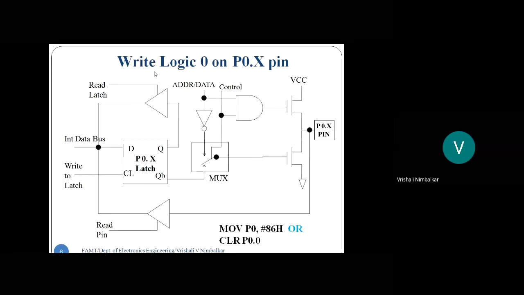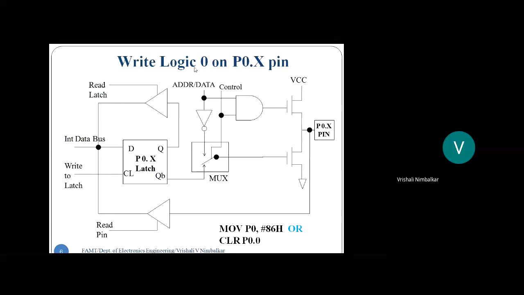Write operation means the microcontroller is sending out some data on the port pin. Are you getting me? It means you can be writing an instruction like this: MOV P0, #86 hex. So what is the microcontroller doing? 86 hex, 8 means 1000, 6 means 0110. This 8-bit binary data is sent out on port 0. So something sent out by the microcontroller is called a write operation. The microcontroller is writing on the pin.